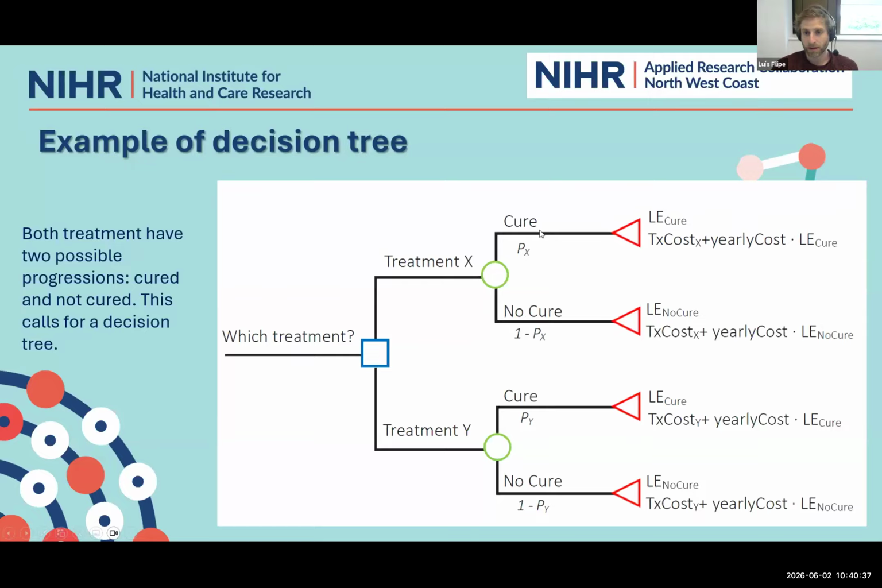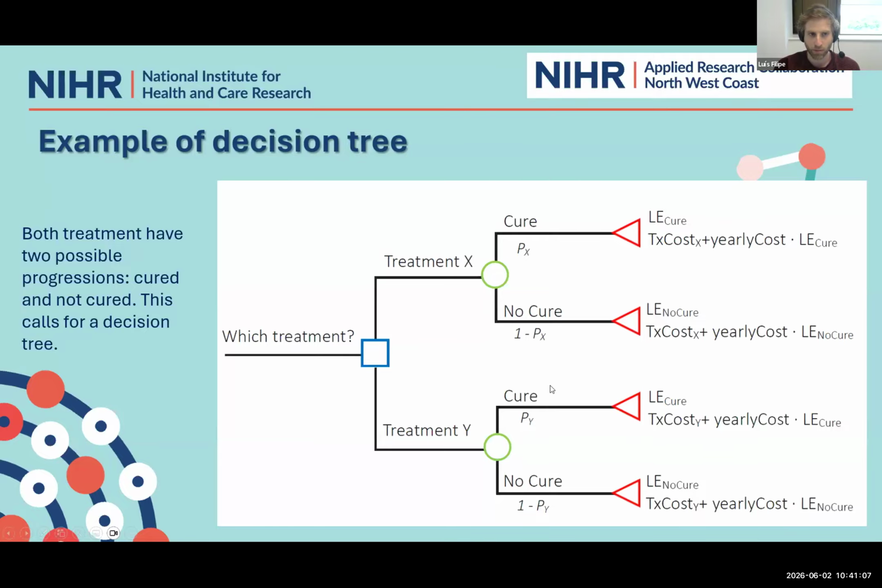And the same is going to happen in the no cure. So if the patient is not cured, then the life expectancy of no cure should be lower. And then the cost, we still have to pay for the cost of the treatment. It's just that the treatment didn't work. And then for the yearly cost of staying alive, again, multiplying by a life expectancy that is lower because the patient was not cured. And it's exactly the same for treatment Y. So I'm not going to repeat myself.